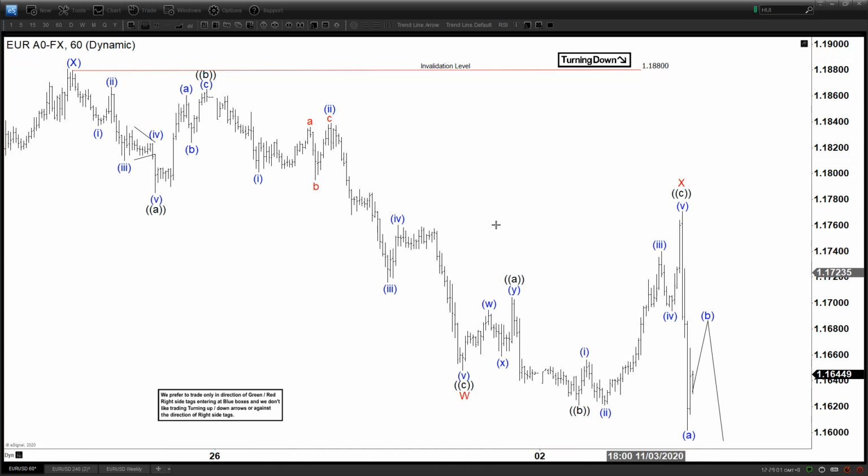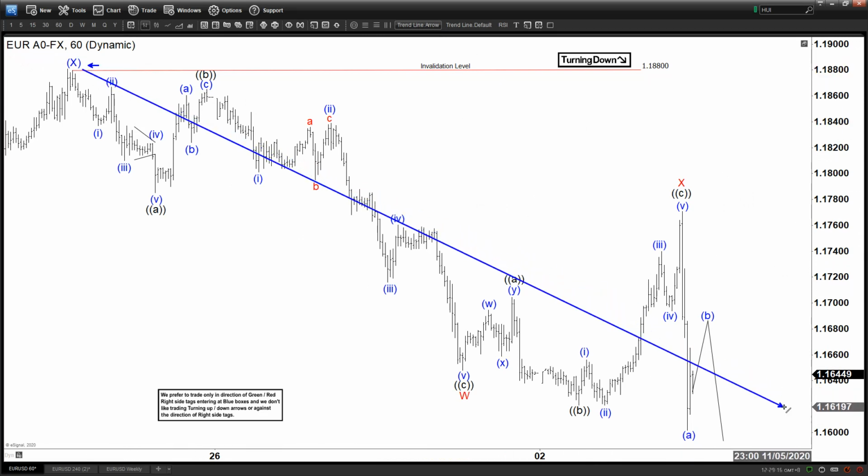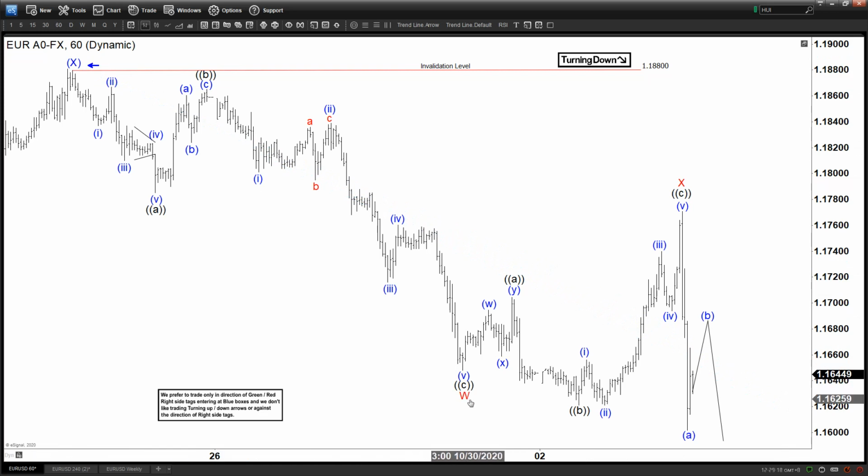Now we are going to update on the euro dollar. This is a 60-minute chart. We can see the euro dollar right now declines, it drops. Currently within the Y in the blue, and the Y in the blue subdivides into another WXY in the minor degree. So the Y in the intermediate degree now is in progress as a WXY in the minor degree.